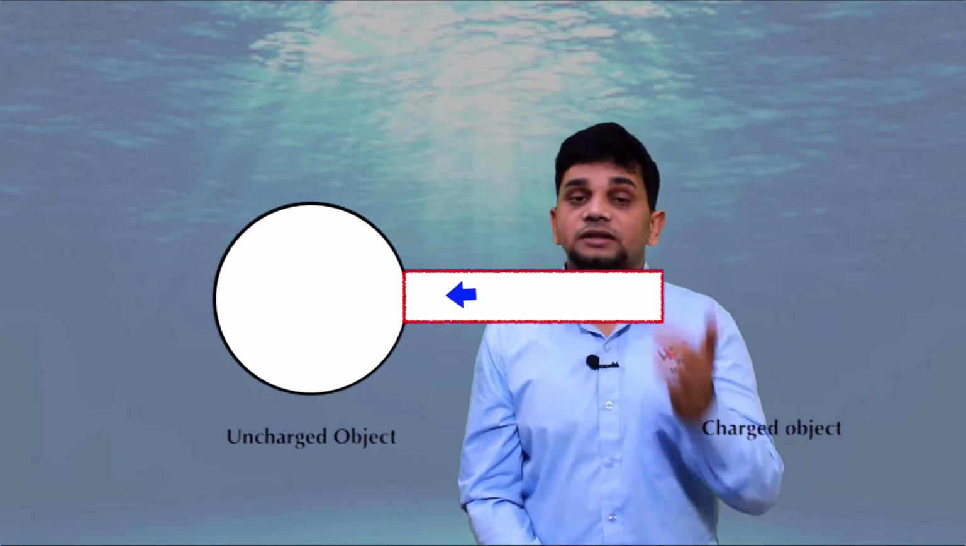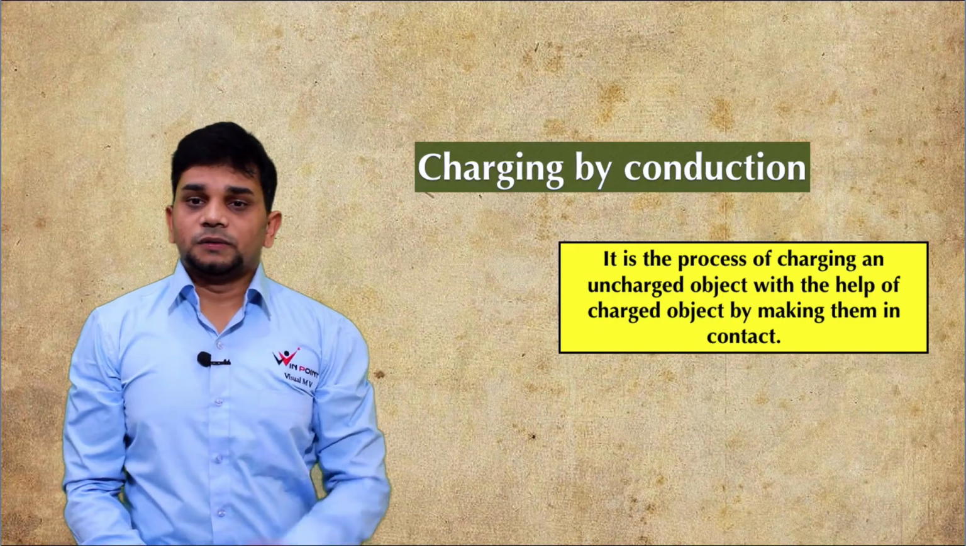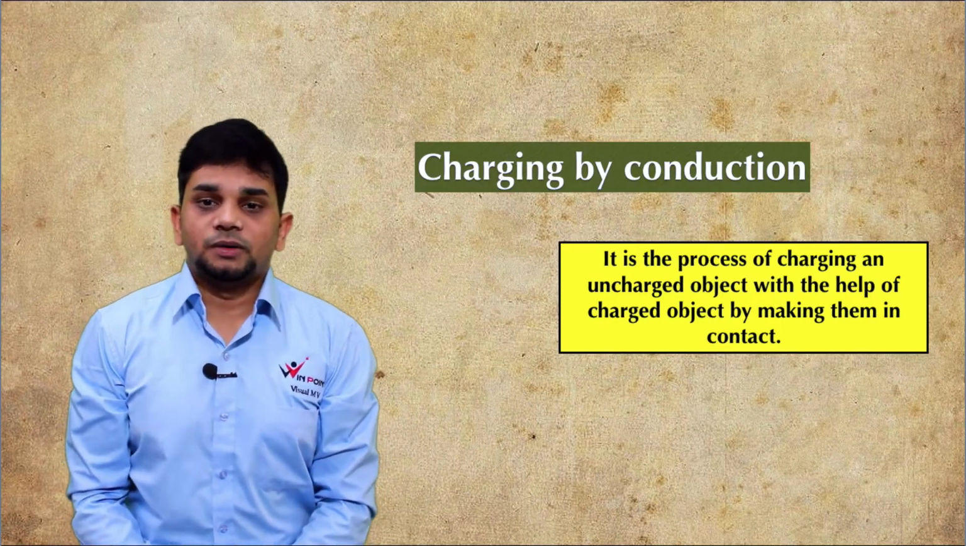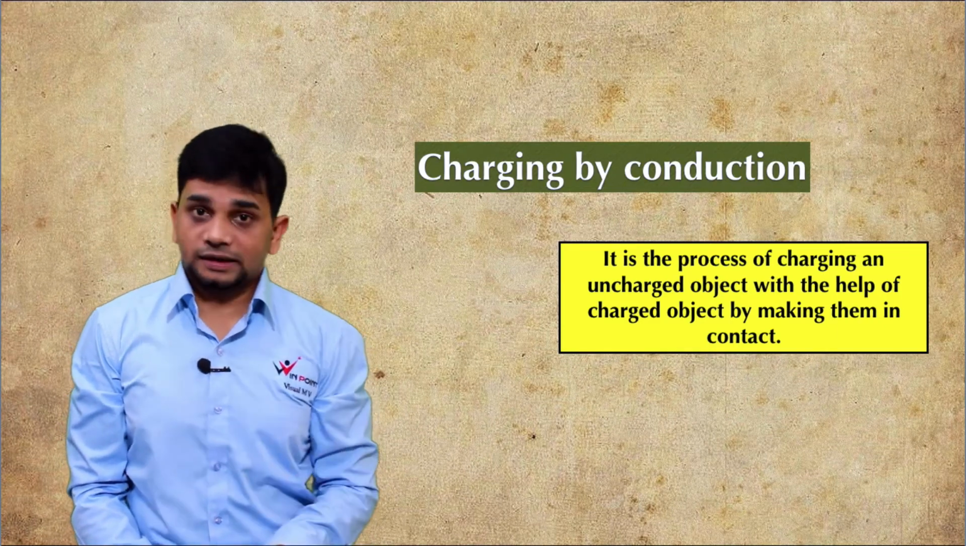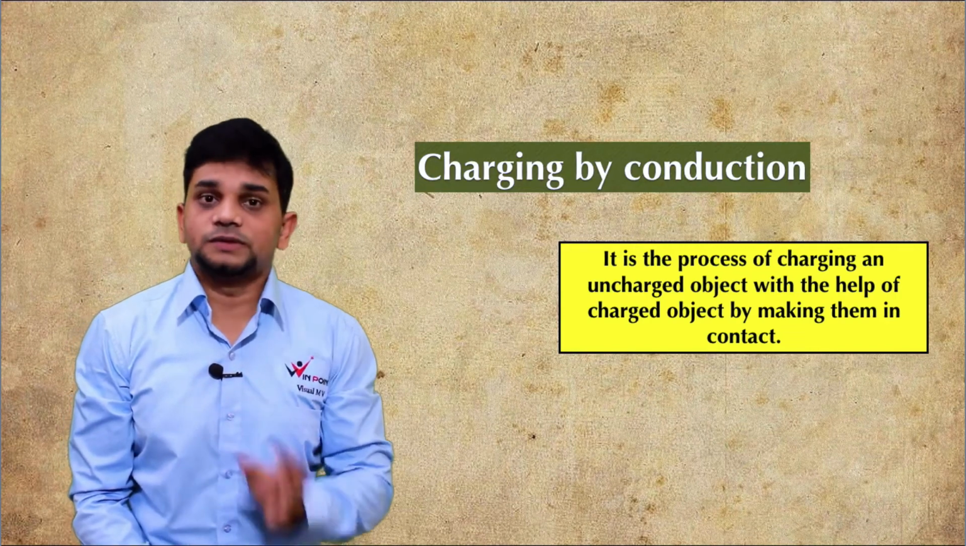Here you can see that charge is flowing. Whether it is negative or positive, the charge will flow. It is a process of charging an uncharged object with the help of a charged object by making them in contact. There should be contact between these two objects. Then only there will be the process of charging.